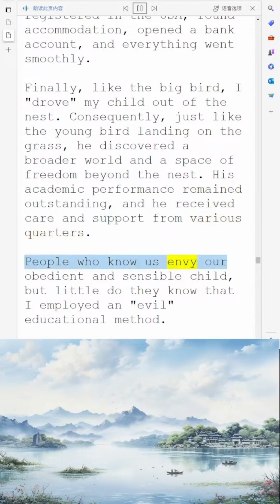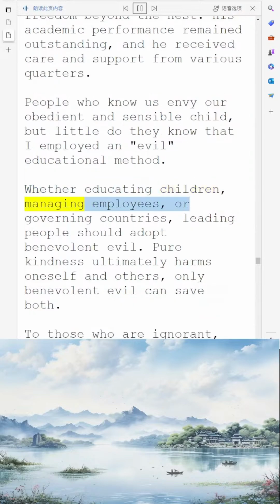People who know us envy our obedient and sensible child, but little do they know that I employed an evil educational method. Whether educating children, managing employees, or governing countries, leading people should adopt benevolent evil. Pure kindness ultimately harms oneself and others. Only benevolent evil can save both.